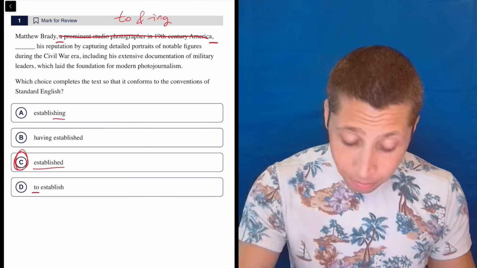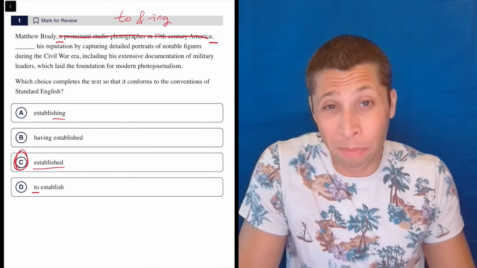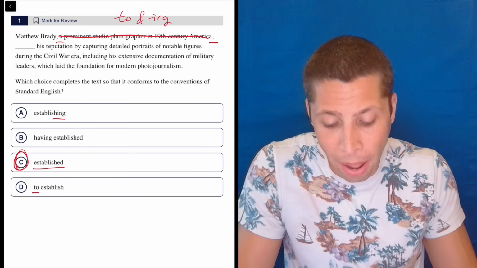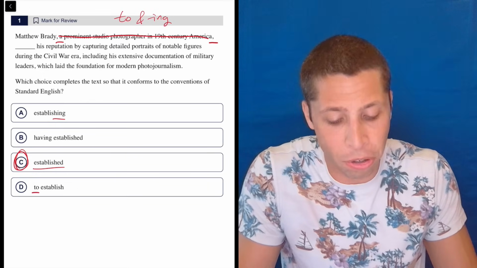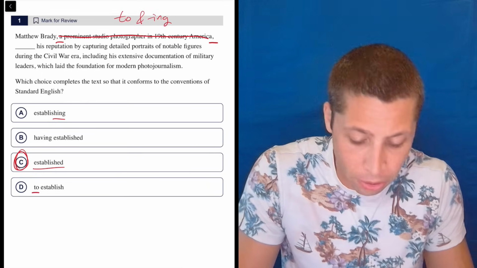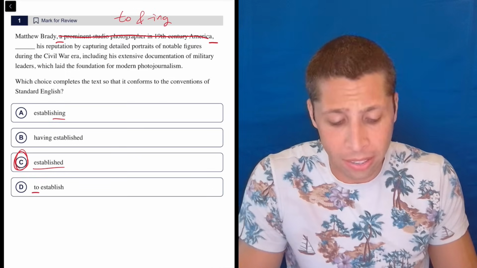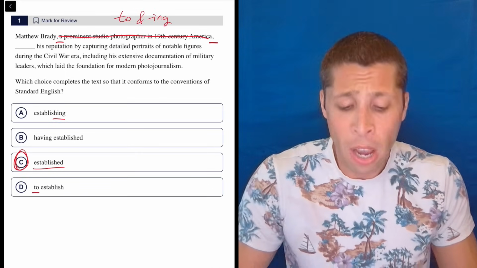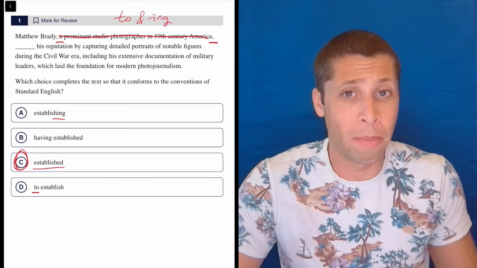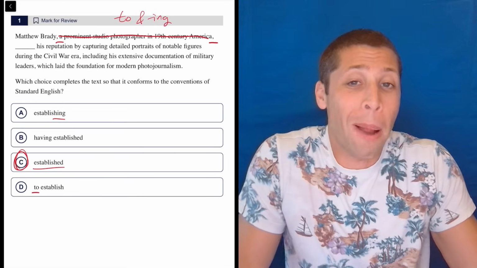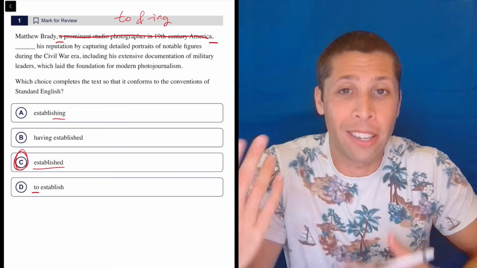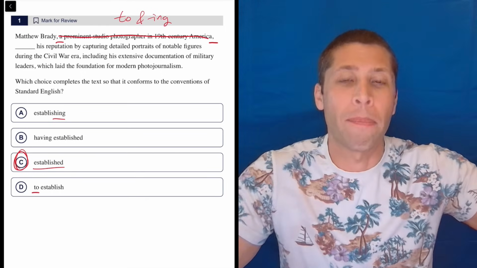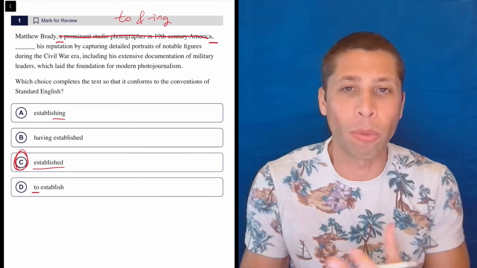Sounds great. Now, if we tried the other answers, we would see that they don't really sound good at all, right? Matthew Brady establishing his reputation by capturing detailed portraits of notable figures during the Civil War era, including his extensive documentation of military leaders, which laid the foundation for modern photojournalism. I don't need to know any grammar rules to know that that doesn't sound good, right? It just sounds like I'm building towards something that I never get there, right? It's not a real sentence.